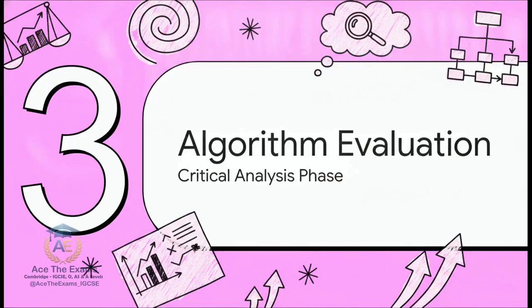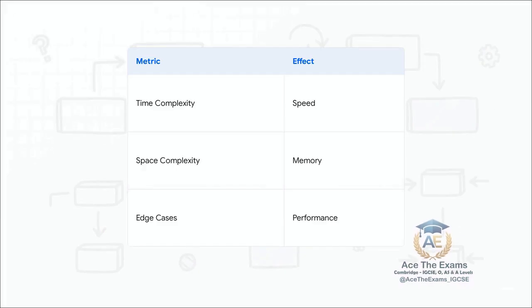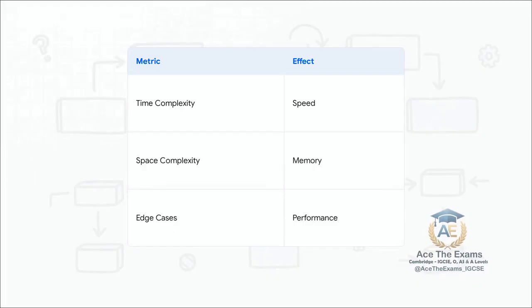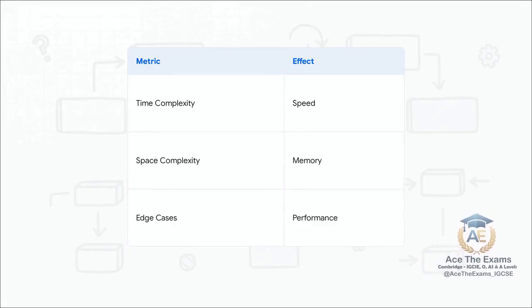Welcome back. Let's transition to Section 3, Algorithm Evaluation. We are moving into the critical analysis phase, which is exactly where the absolute highest marks in the entire paper are hiding. All right, it is time for an interactive workshop. Top-scoring candidates demonstrate evaluative thinking by navigating distinct trade-offs using a deconstruct, solve, evaluate model.